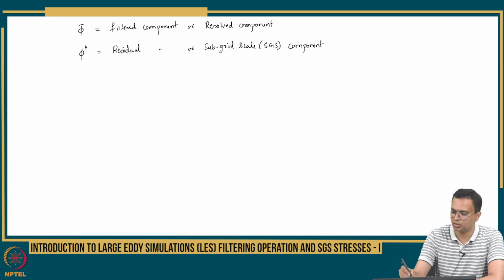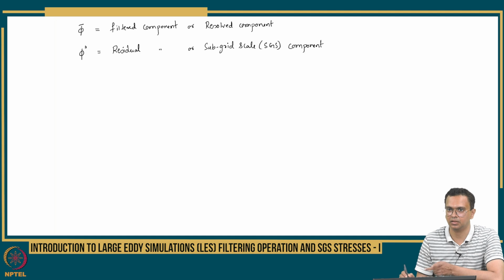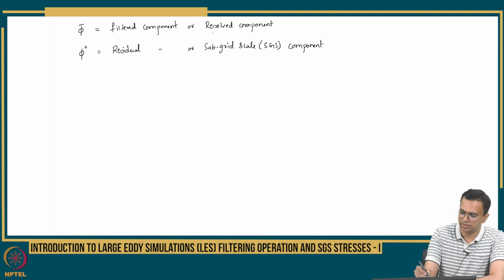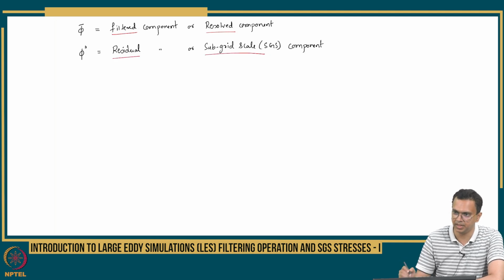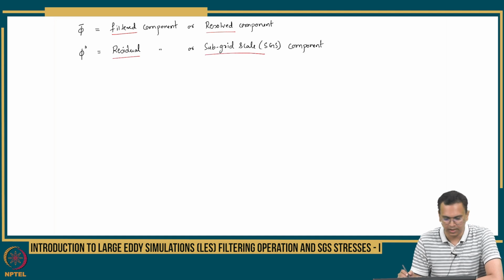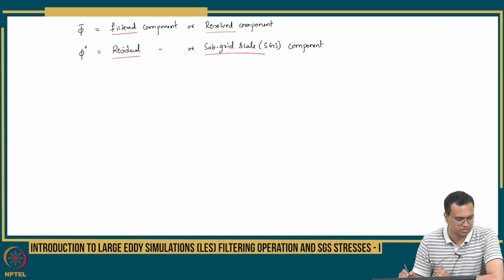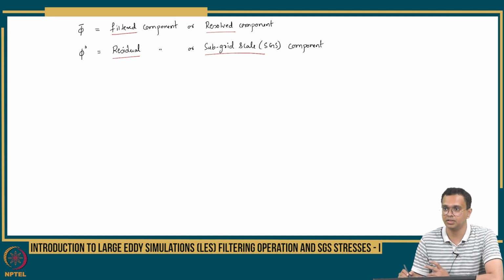Again, these two are used interchangeably, but they have different meanings. Filtered versus resolved, residual versus subgrid scale, have different meanings, okay. And over bar, as I said, always means the filtering operation. To understand it, let's take an example: what comes to your head when I talk about a filter?